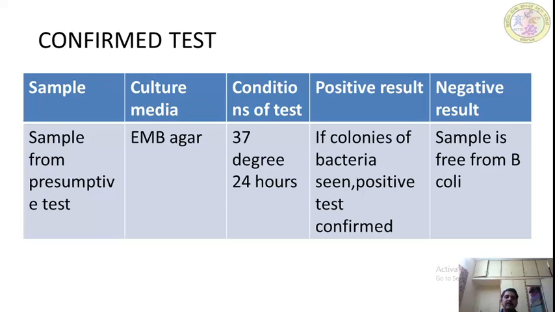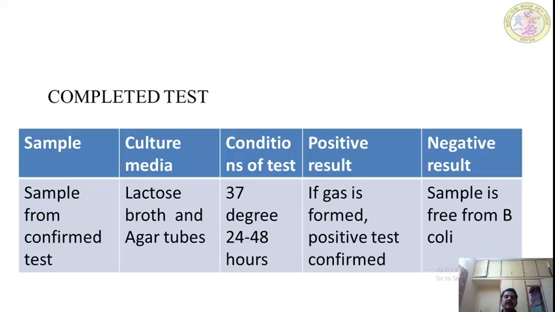If bacterial colonies are observed in the confirmed test also, what do we have to do? We go for the completed test. Here we take the sample from the confirmed test. Lactose broth and agar tubes are both taken. The condition of the test is 37 degrees temperature maintained for 24 to 48 hours. If gas is formed, the positive result is confirmed and the sample is not safe for drinking purposes. It is contaminated with the bacteria.